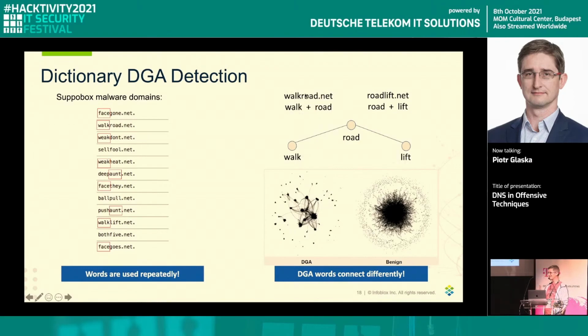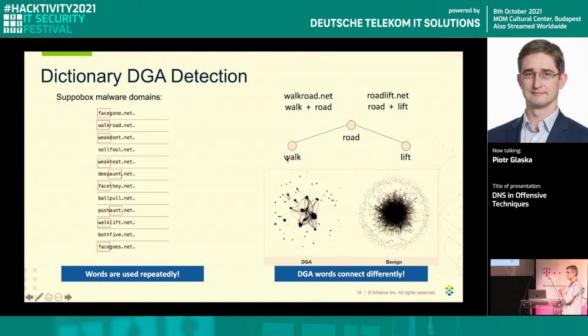This is actually language independent because it's not really based on words, but on n-grams. So it will work for any language. But generally, we split it into words. And if a word is repeated, like road here, it will be a connecting node in the graph. But if it's not repeated, like lift or walk, it will be a leaf node.